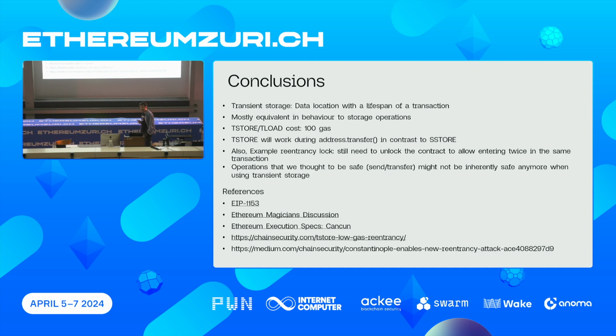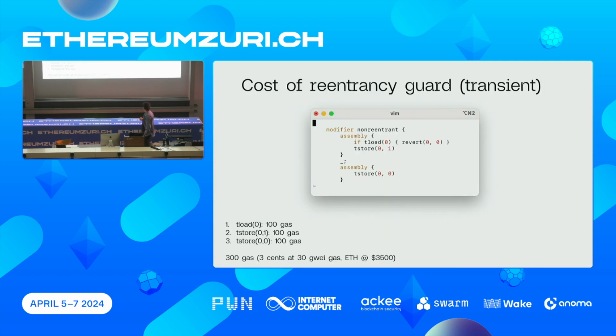There's an additional caveat with transient storage. If we go back to the example of a reentrancy lock here, we might think, since this is reset to 0 anyway at the end of a transaction, we might want to drop this additional TSTORE at the end, because anyway, we are locking, we are executing our function, and then since the transaction is ending, this thing will be reset to 0 anyway. So we can save 100 gas with this. This can be tempting, but it breaks composability of contracts.